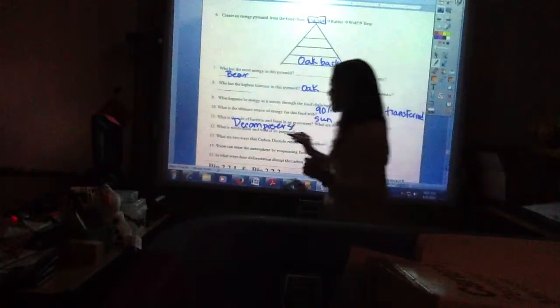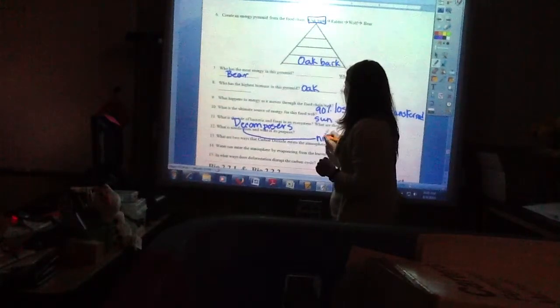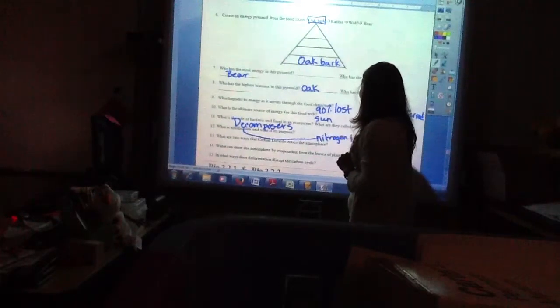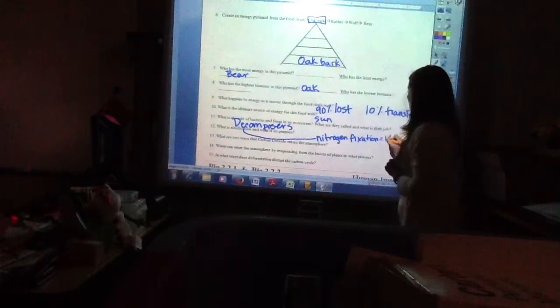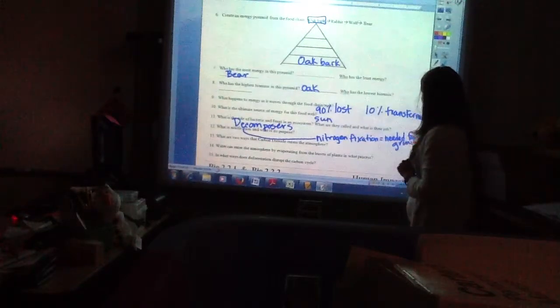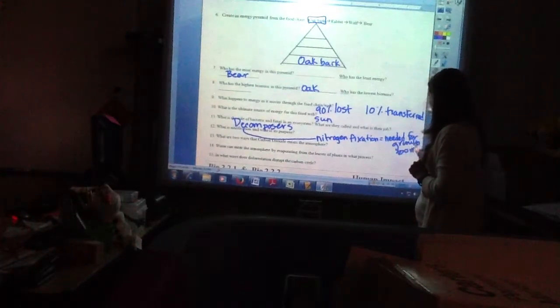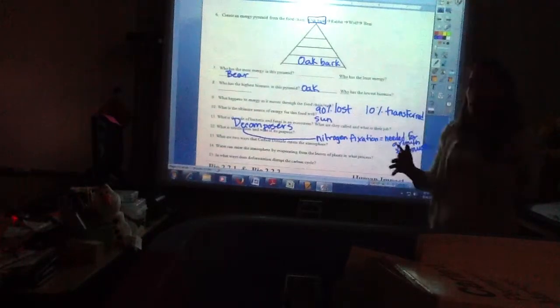What is nitrification and what is its purpose? Now, we talked about nitrogen fixation. So nitrification is the same thing as nitrogen fixation. And this is going to be needed for growth. But too much can actually kill an environment.